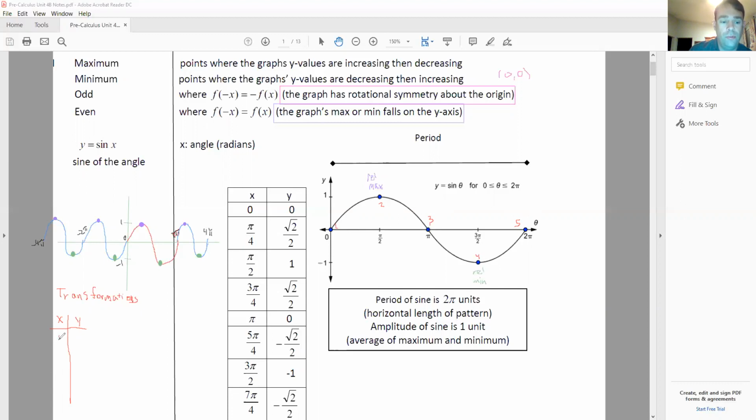Our first point is 0, 0. Unlike the transformations we had before, these starting points never change. They're always going to be the same. Then we have pi over 2 and 1, because sine of pi over 2 is 1. And we have pi and 0. Again, friends, this is the graph y equals sine x. That's our parent function, and then we're going to move it all over the place. Our next point is 3 pi over 2.